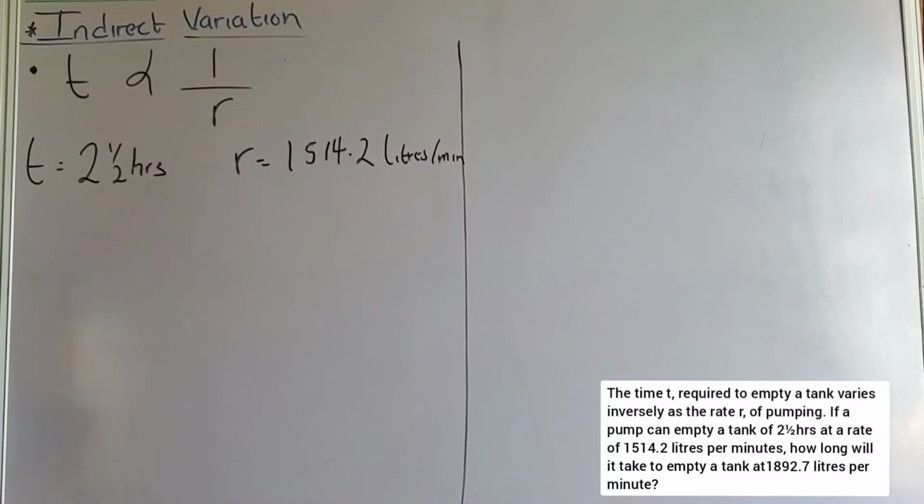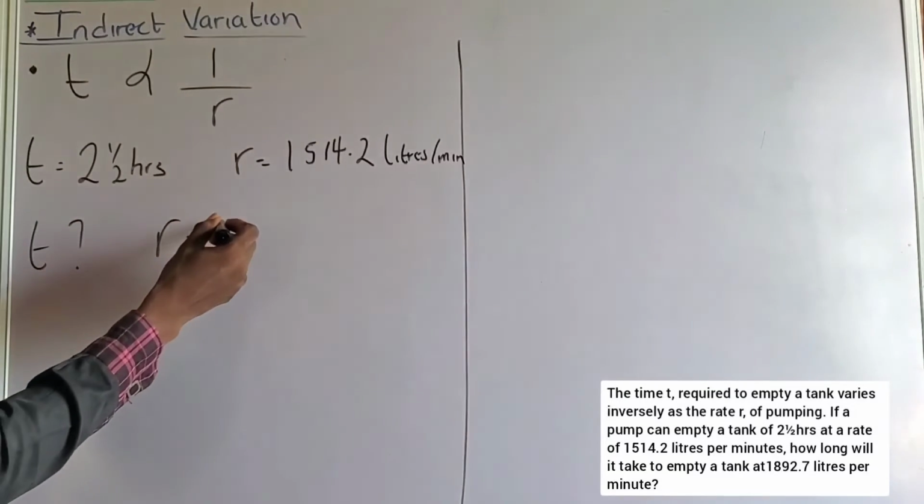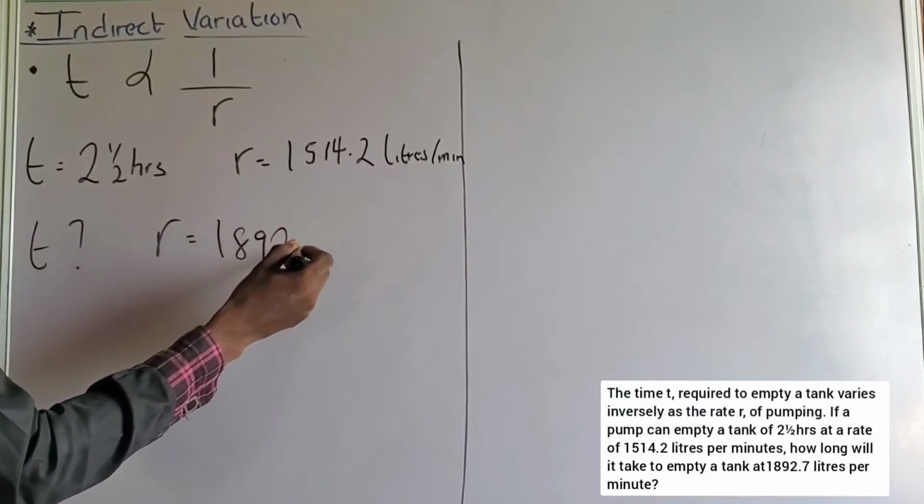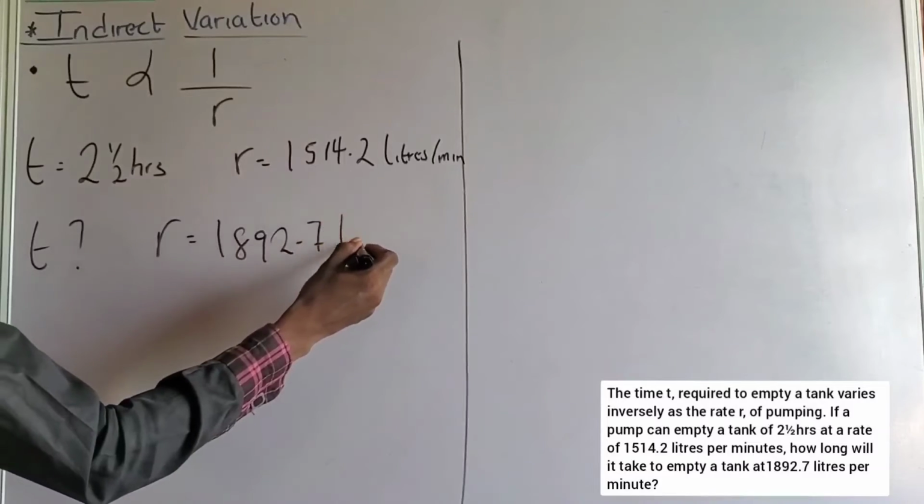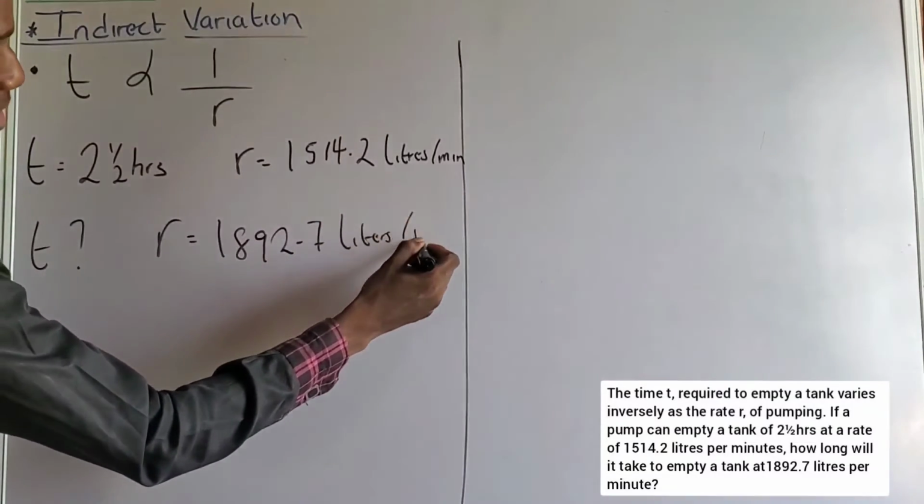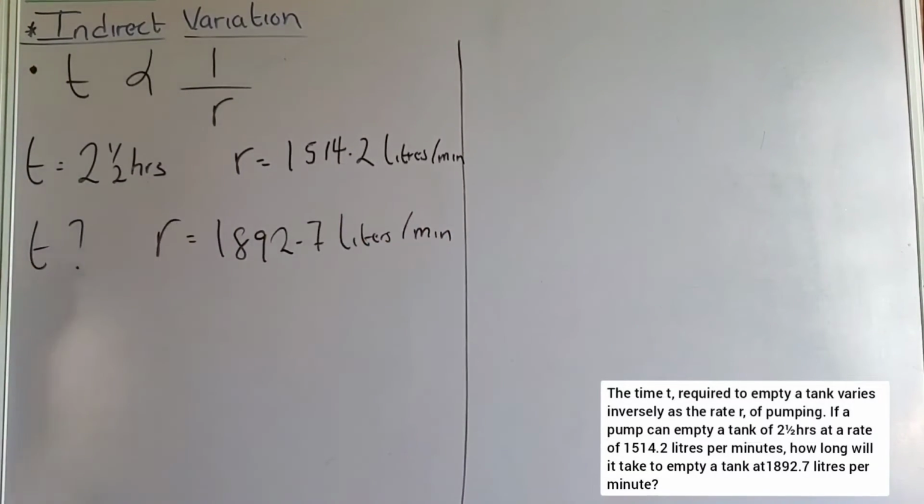How long will it take to empty a tank of 1,892.7 liters per minute? Okay, we have to find the time when the rate is 1,892.7 liters per minute. This is what you have to find. Pay attention to the question carefully, okay? Now listen.